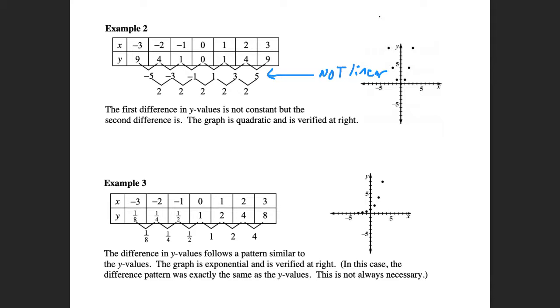5 minus 3 is 2. 3 minus 1 is 2. 1 minus negative 1 is 2. The second difference is the same. If that's the case, if the second difference is the same, then your data is quadratic.